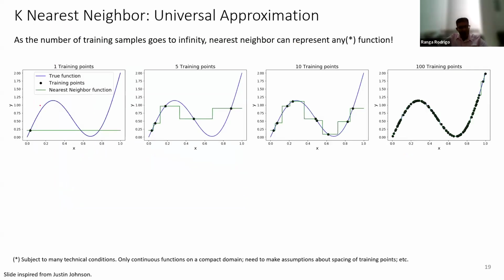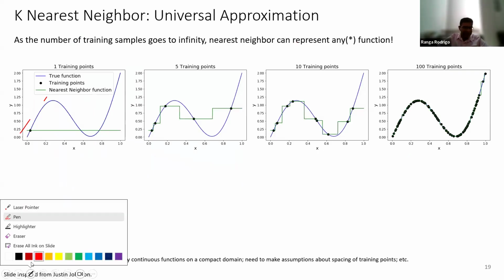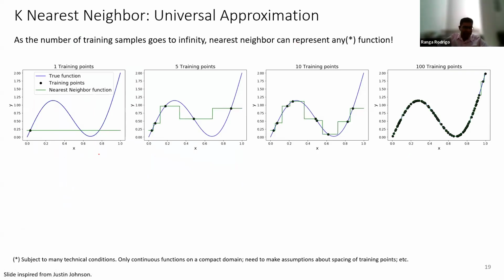Okay, so this is true not only for classification but also for regression. In regression, we try to approximate a real-valued function. In classification, we want to estimate the categorical class of the data. There's a thing called universal approximation. That means as the number of training samples goes to infinity, the nearest neighbor can predict any function.